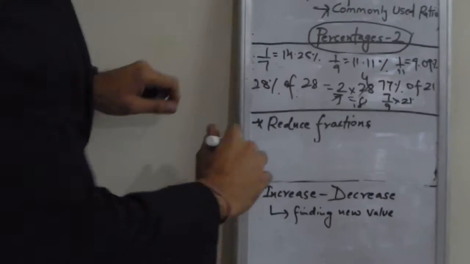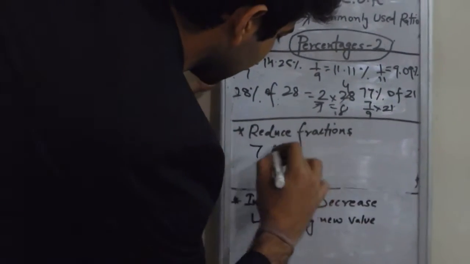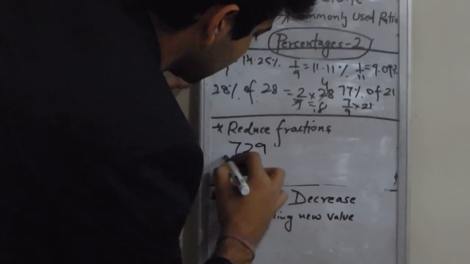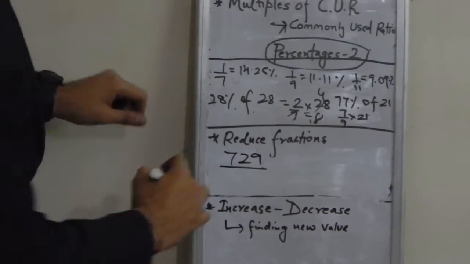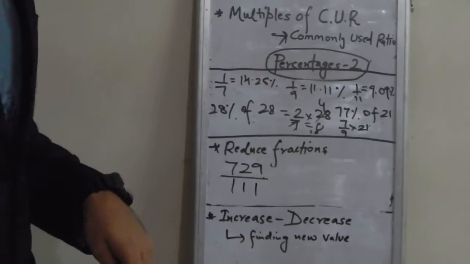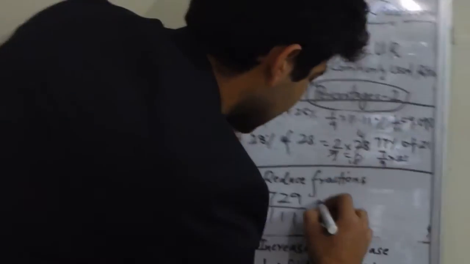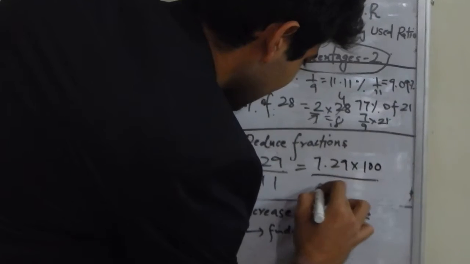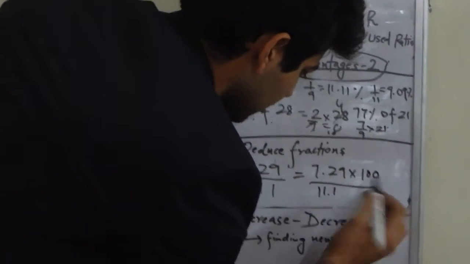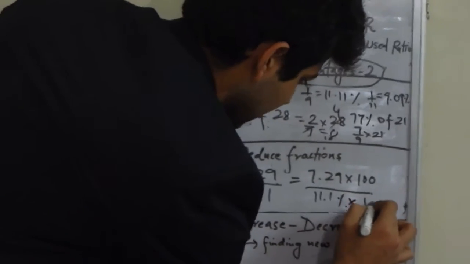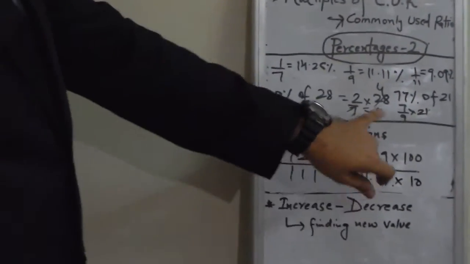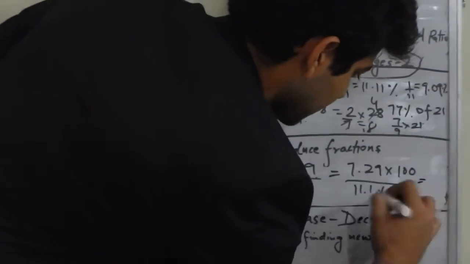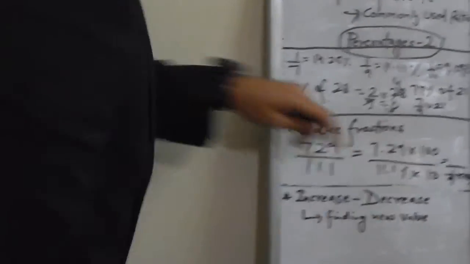You can say 7.29, let's take a very easy one, and maybe 111. Okay, so what you can effectively see is it is 7.29 percentage into 100 and 11.1 percentage into 10, right? Again things will get cancelled out and you would see that 11.11% is nothing but 1 by 9 into 10, and 7.29 is nothing but 1 by 13.